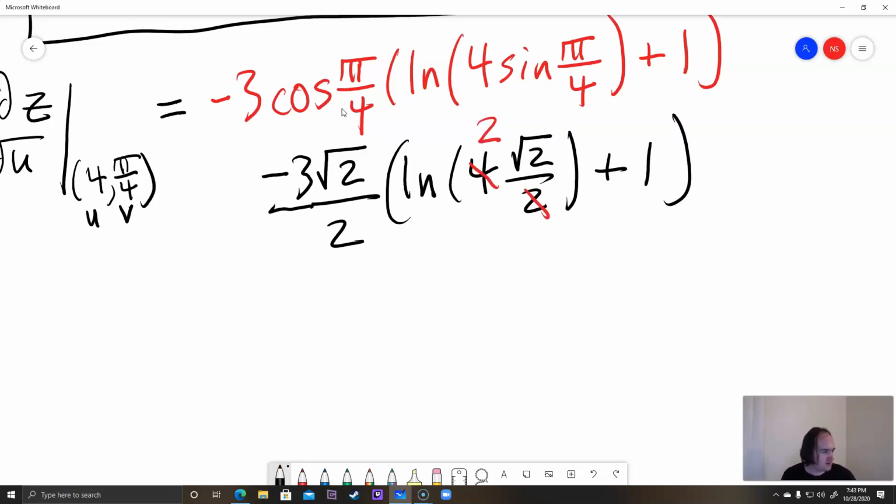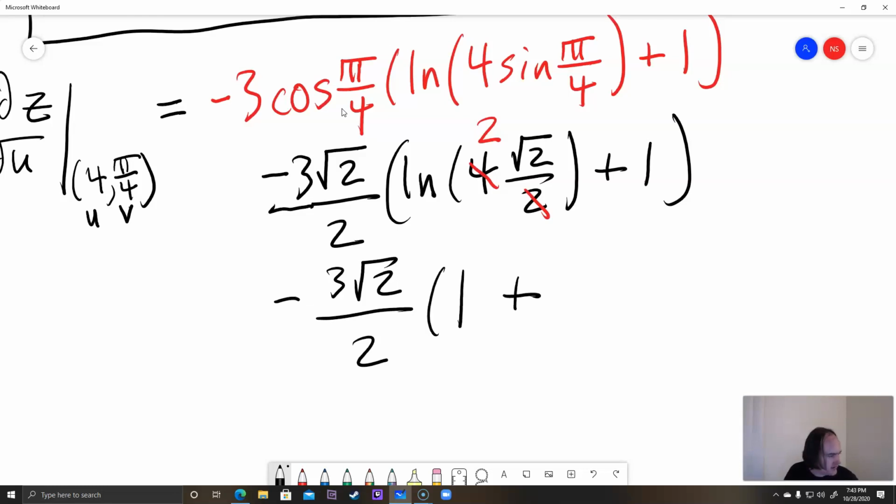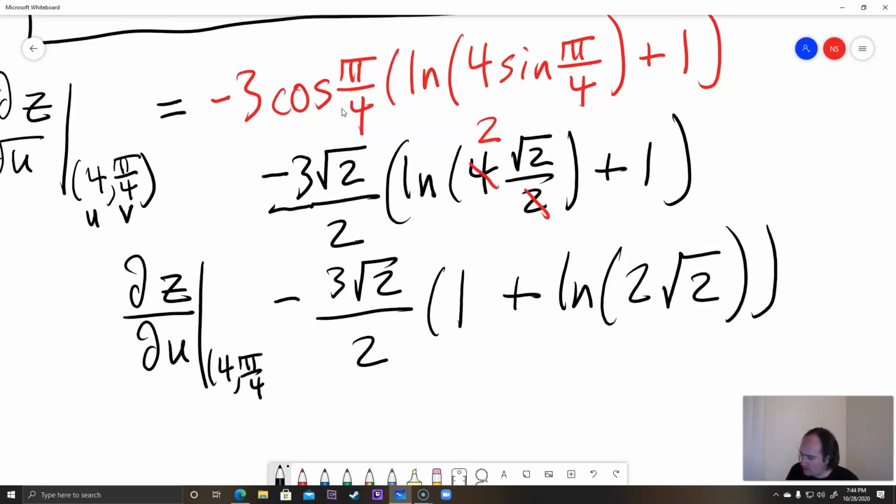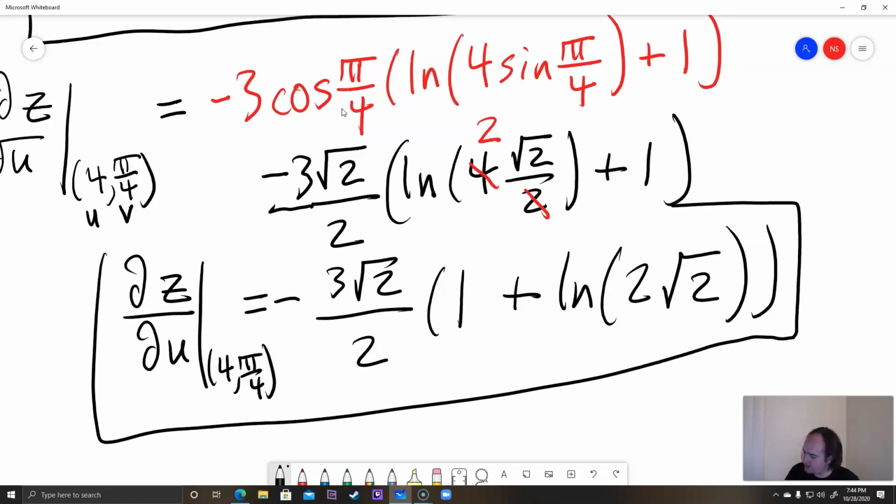And then for our answer, we're going to write it as negative 3 root 2 over 2 times a quantity 1 plus ln of 2 root 2. And that's how they wrote it on my math lab, so we're good there. So that was our partial z partial u evaluated at 4 comma pi over 4. Okay, so I'll go ahead and box that.